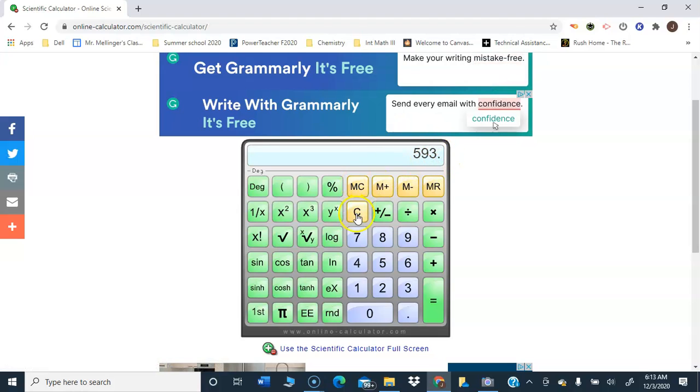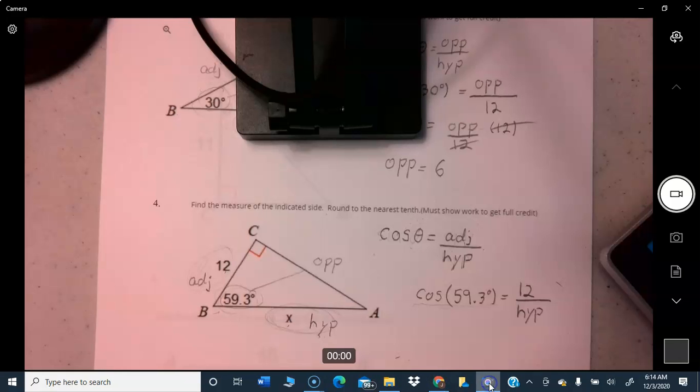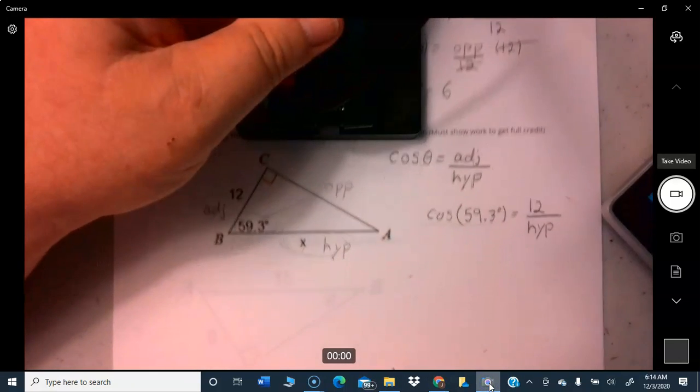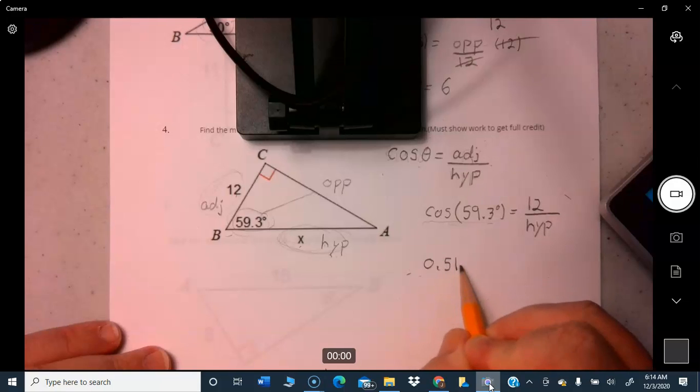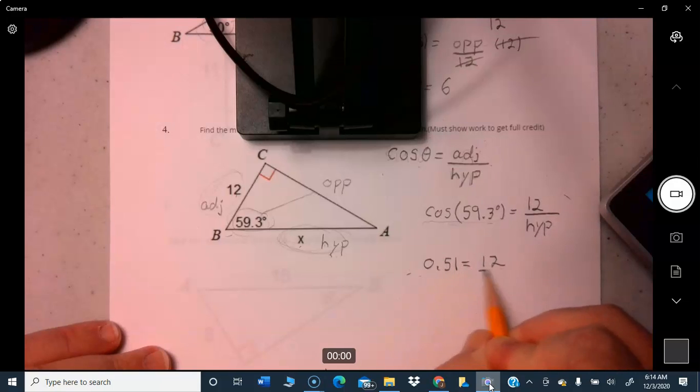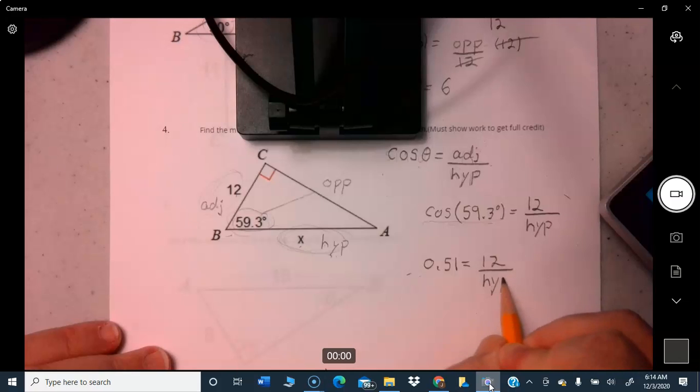Let me clear that again. 59.3. And now you go to cosine, this one right here. Click on that, and it gives you 0.51. We'll just leave it at 0.51. So we come back, and this cosine 59 is 0.51 equals 12 over hypotenuse.